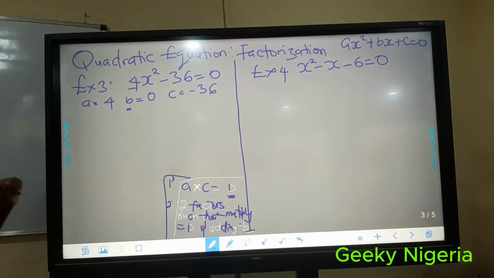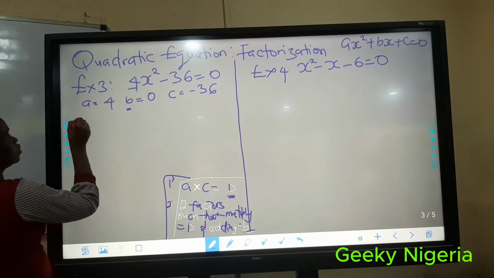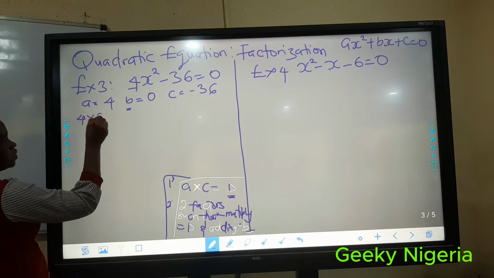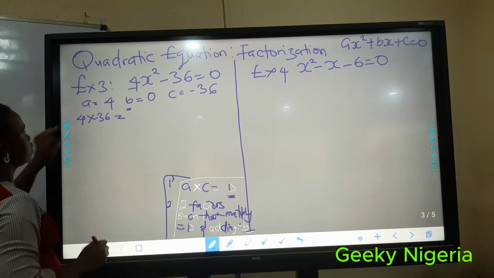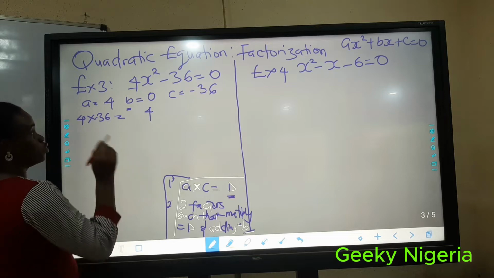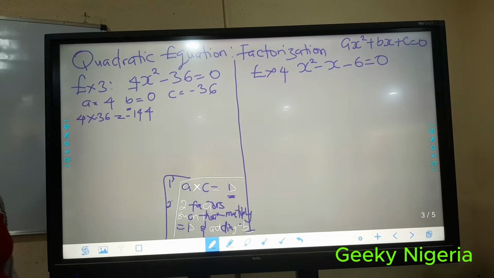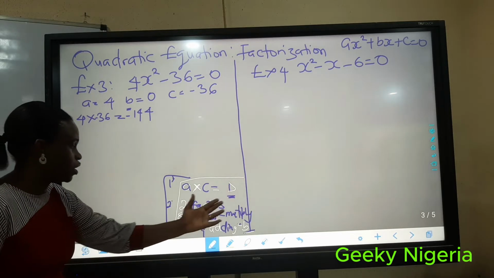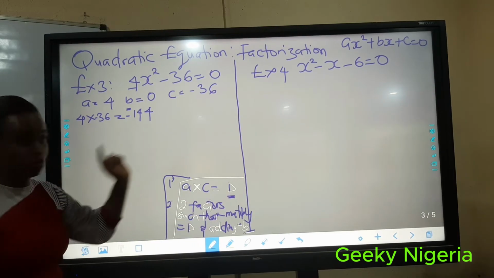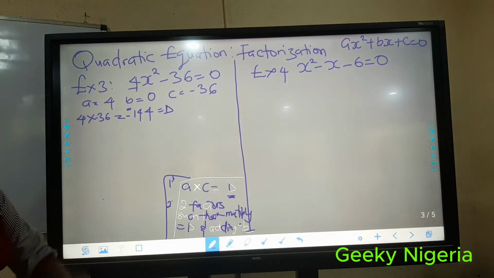First, a and c. What's our a? A is our 4, c is minus 36. So we'll now do 4 times minus 36. 4 times 6, 24. 4 times 3, 12 plus 2, 14. Remember, it's a negative sign, we'll bring our minus, so we have it as minus 144. So they said, what are the two factors such that when you multiply it to give you d, which is minus 144, and when you add it to give you b, which is in this case 0.